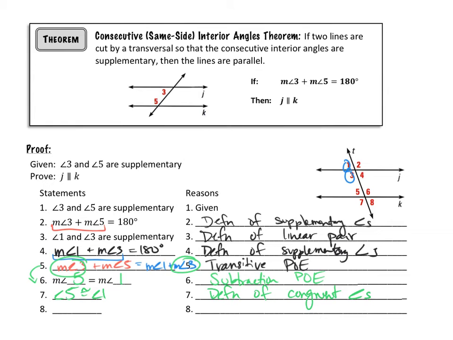I do know that the final line in my proof needs to be that line J is parallel to line K. And in order to do that, now we have to go back and look at the picture, and angle 1 and angle 5 are corresponding angles. And so once again, our ability to prove our final statement is based on the corresponding angles postulate.